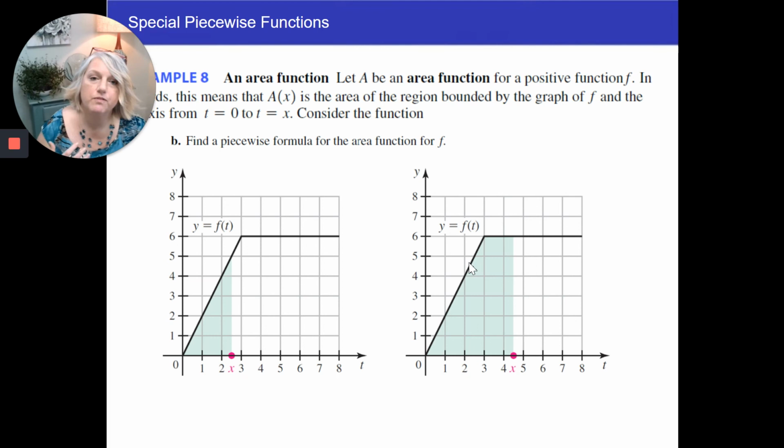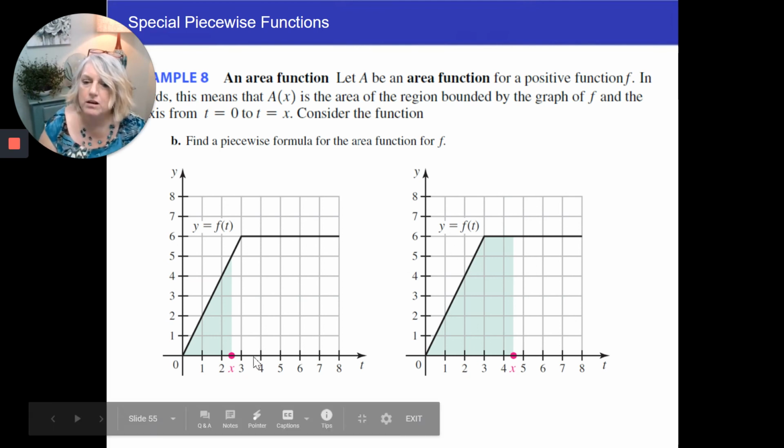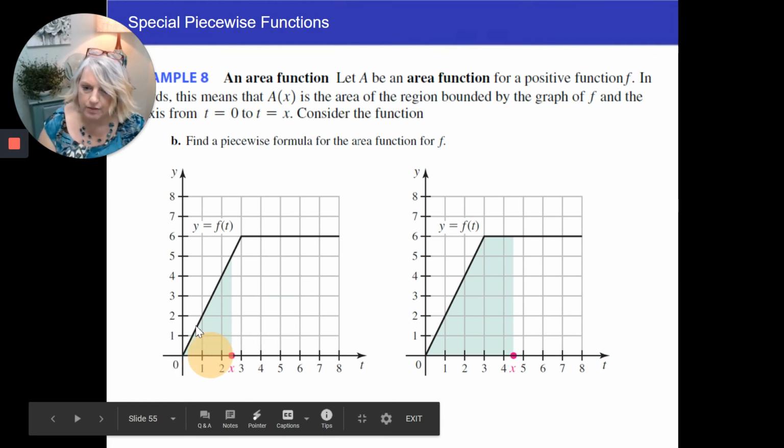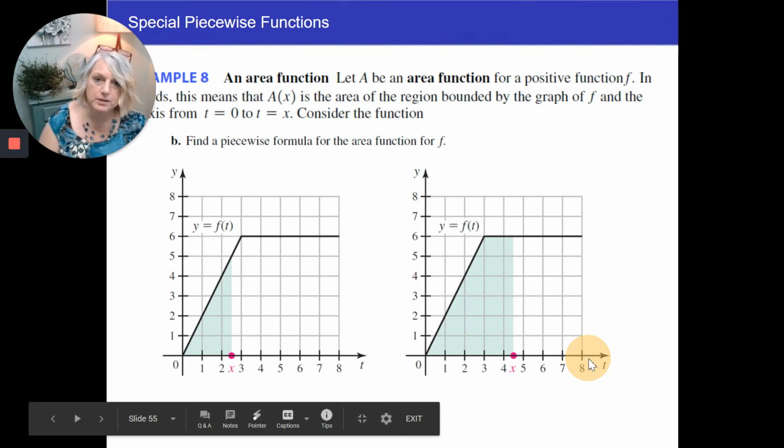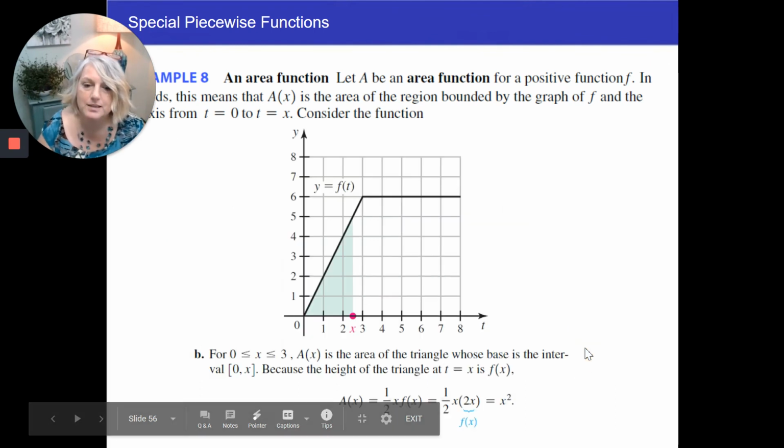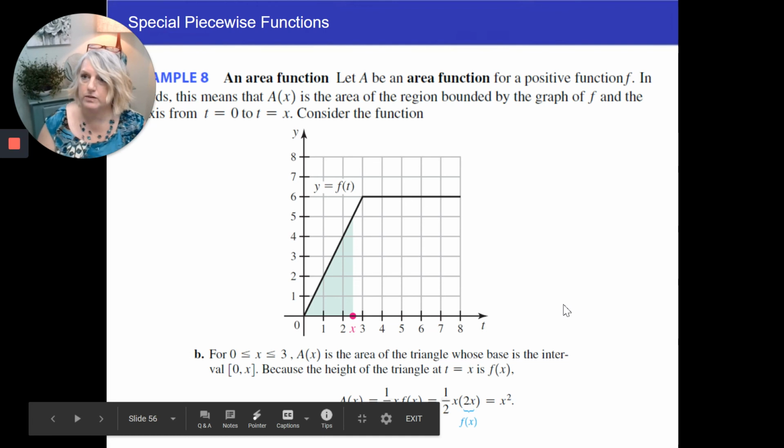When I'm finding this area function, you see that there are two cases. As long as x is between 0 and 3, the area is just going to be the area of a triangle. But if my x is beyond 3, up to 8, then it's going to be the area of a triangle plus the area of the rectangle. So see how there are two cases going on. So I'm going to set this up as a piecewise function.